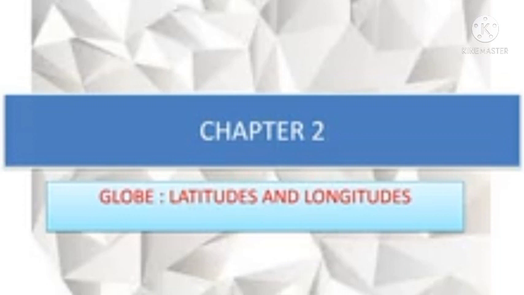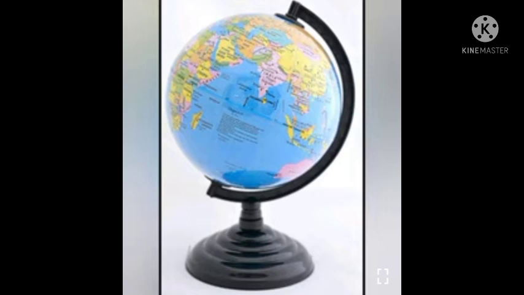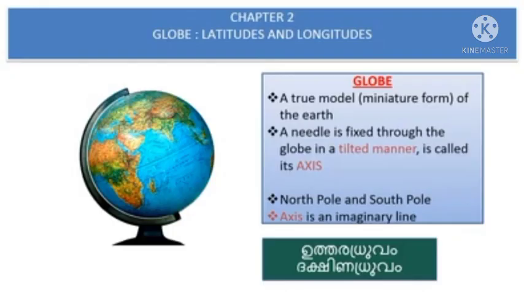In the previous chapter, you have read that our planet Earth is not a sphere. It is slightly flattened at the North and the South Poles and bulges in the middle. Can you imagine how it looks? You may look at a globe carefully. A globe is a true model, a miniature form of the Earth.